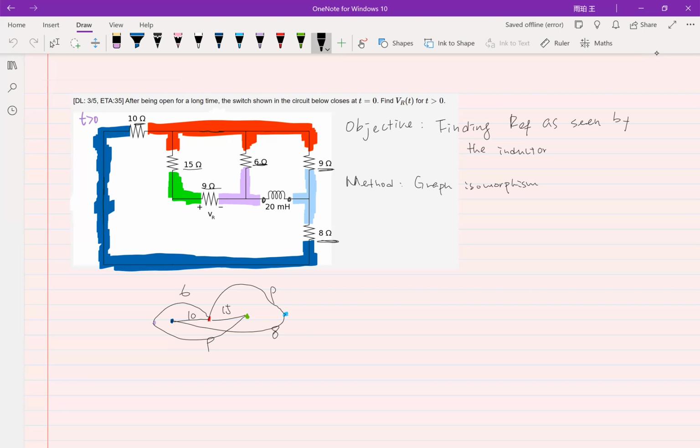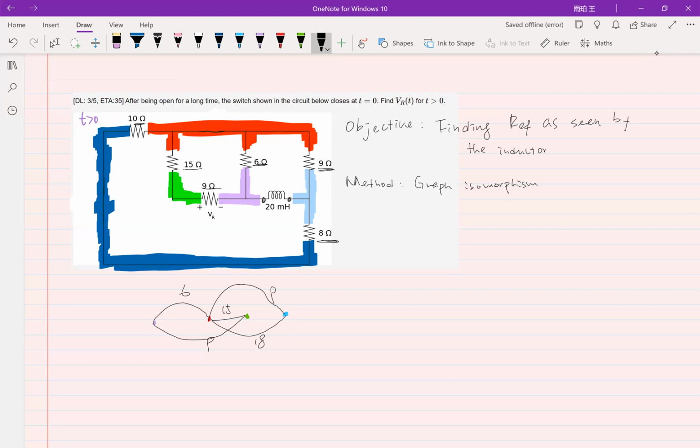The first thing I observe is that this 10 ohm and this 8 ohm are connected in series, because we're not really eliminating the purple node or the blue node, which are the nodes we really care about. We can simply eliminate this dark blue node. Since they're connected in series, we can say there's a path between the red node and the light blue node, which has the length of 18.